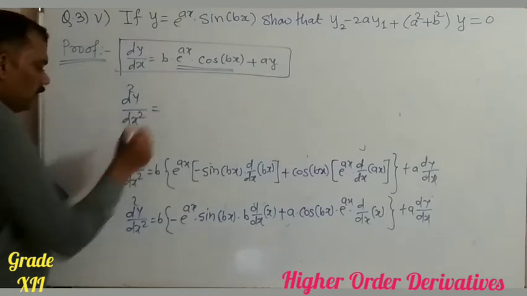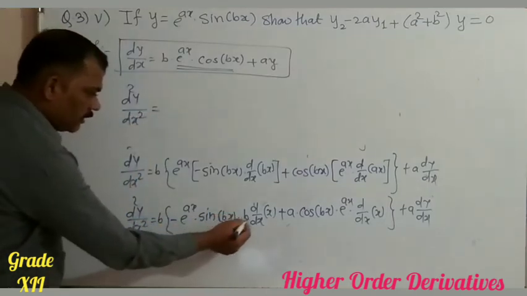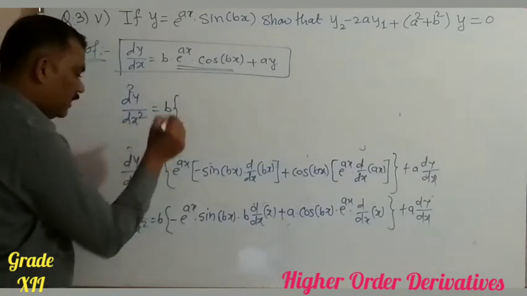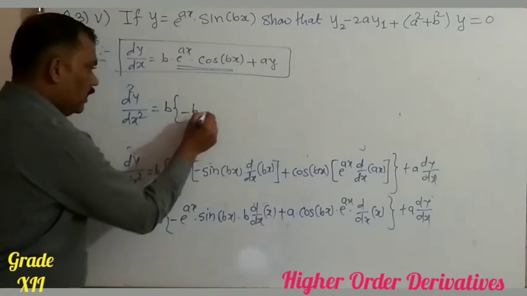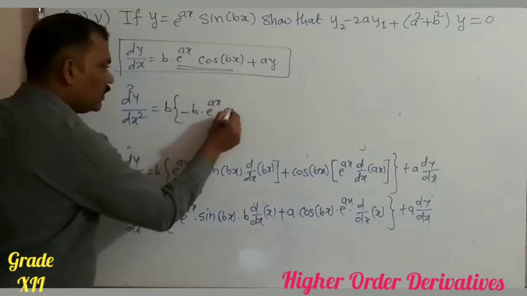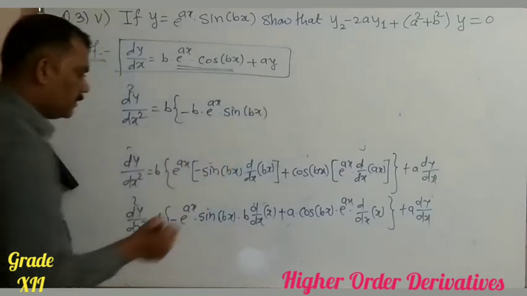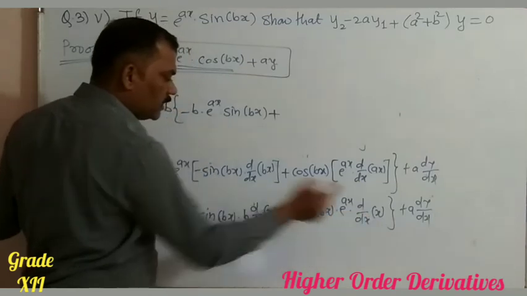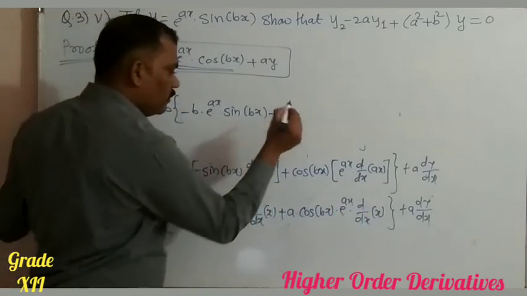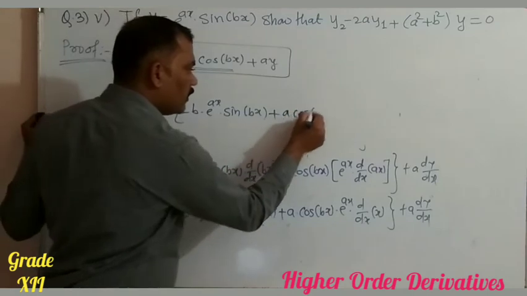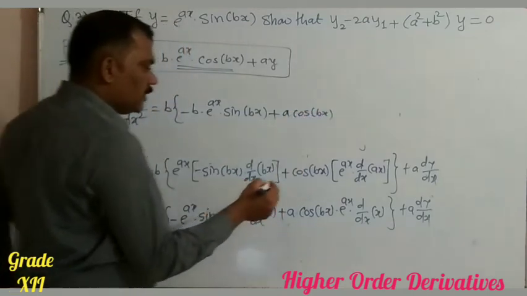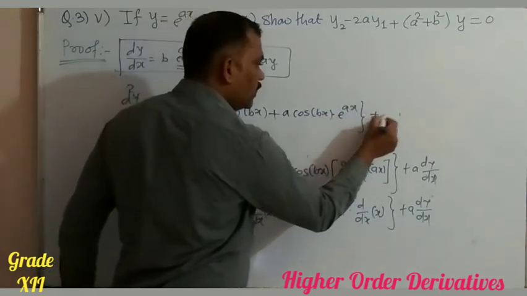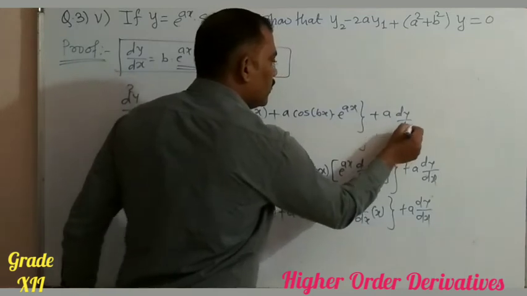Now d2y by dx square is equal to, here differentiation of this x with respect to x is nothing but 1, so b into curly bracket minus b into e raised to x into sine of bx, plus here again differentiation of x with respect to x is nothing but 1, so a into cos of bx into e raised to x, curly bracket complete here, plus a into dy by dx.